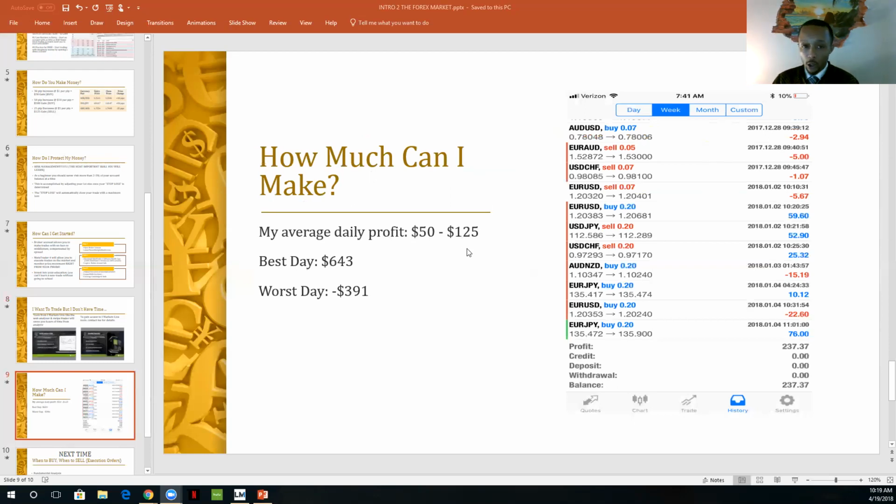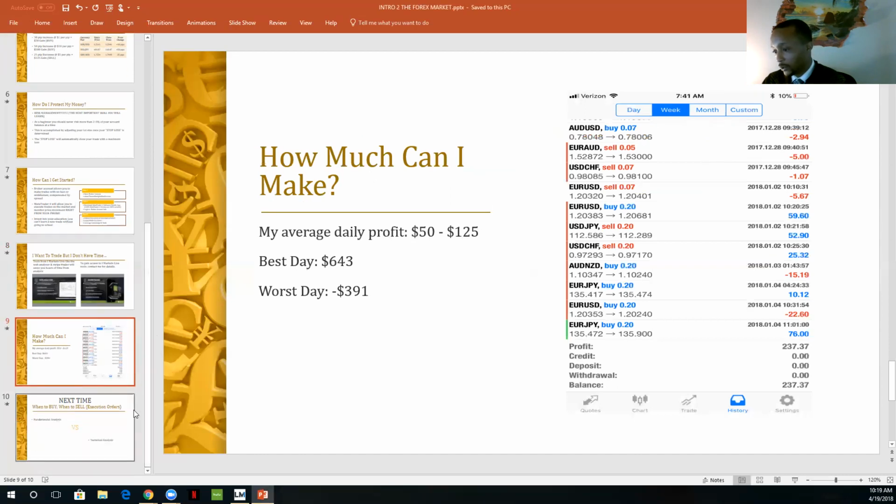My daily target is $100. So I like to trade at $1 per pip. My daily goal is 100 pips per day at that dollar, which is really not that hard to achieve. I can normally do it in 2 or 3 hours.